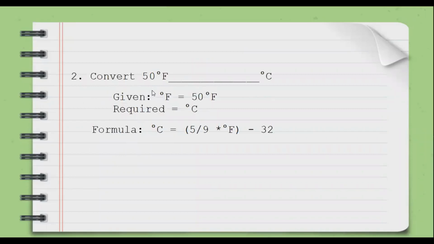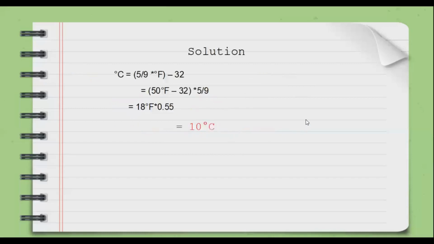So next, we have to convert 50 degrees F to degrees Celsius. Again, list down your given. The degrees F is 50 degrees, and the required is degrees C. Since our required is degrees C, you have to use the formula degrees C is equal to 5/9 times the given degrees F minus 32.